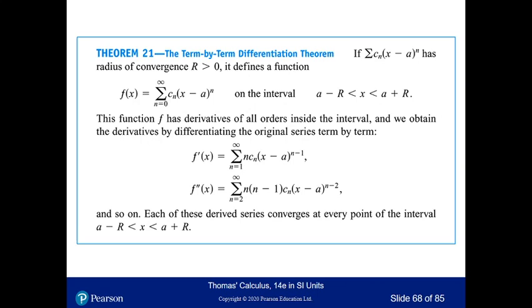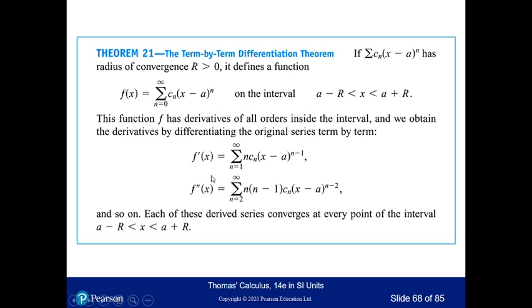So let's say we start, this theorem 21 is important, is useful. Let's say we start with a power series with center a, and the radius of convergence r, that's positive. And let's say it defines a function f of x. This is the function it defines on the interval. This is the radius of convergence interval. And this function has derivatives of all orders inside that interval.